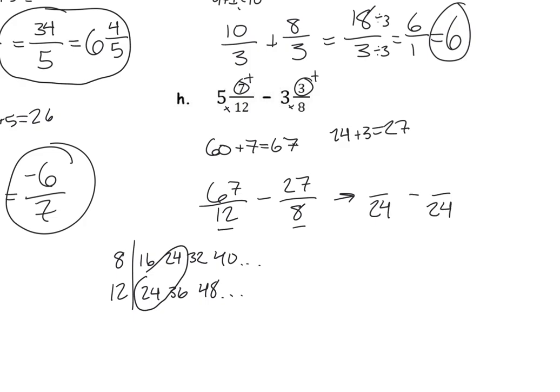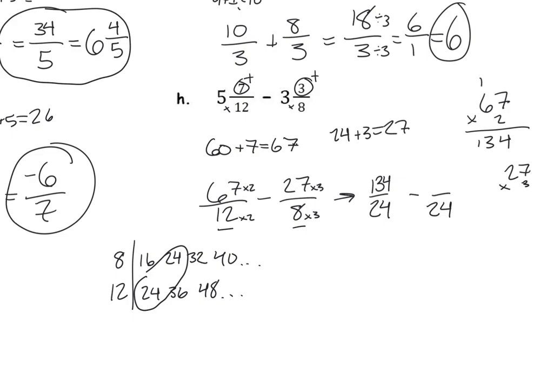Okay. How do I get to 24 from 12? Well, I got to multiply it by 2, meaning I'm going to multiply 6 7/12 by 2. Okay, doing that quick. 2 times 7 is 14. 2 times 6, 12, plus 1 is 13. So I get 134/24 minus, okay, I had to multiply 8 by 3 to get to 24, so I'm going to multiply 2 7/8 by 3.